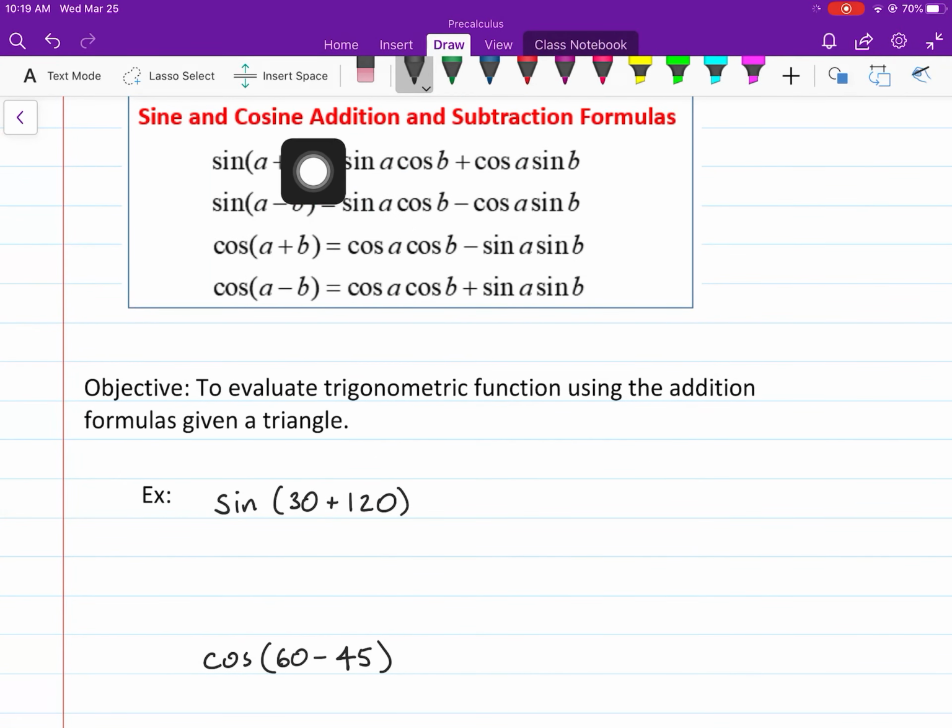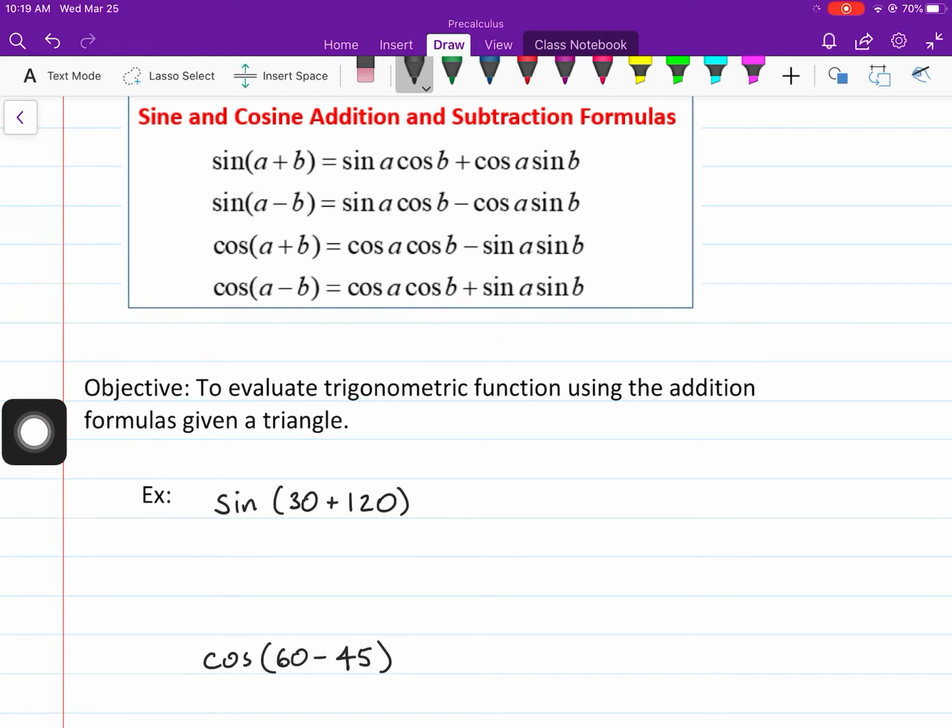Here are the identities. They're called the sum and difference identities for sine and cosine. We can see there are different names for addition and subtraction formulas, but here are the formulas. Here's how they work. If you have sine of, let's just say, a plus b, it would be sine of a times cosine of b plus cosine of a times sine of b, and so on. You can take a look at the rest of these formulas, and we're going to learn how to use them.